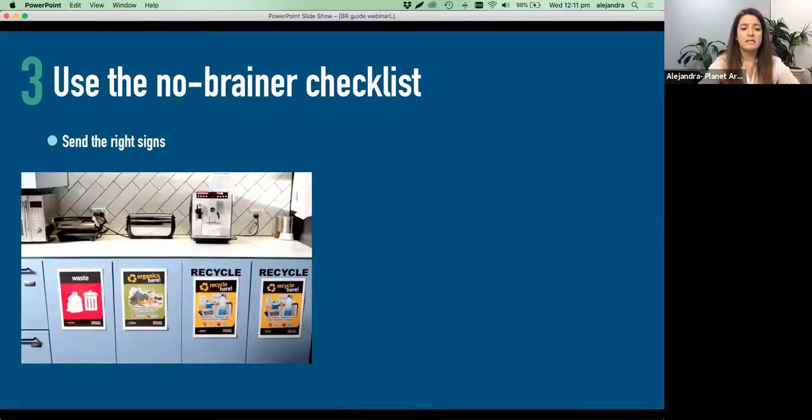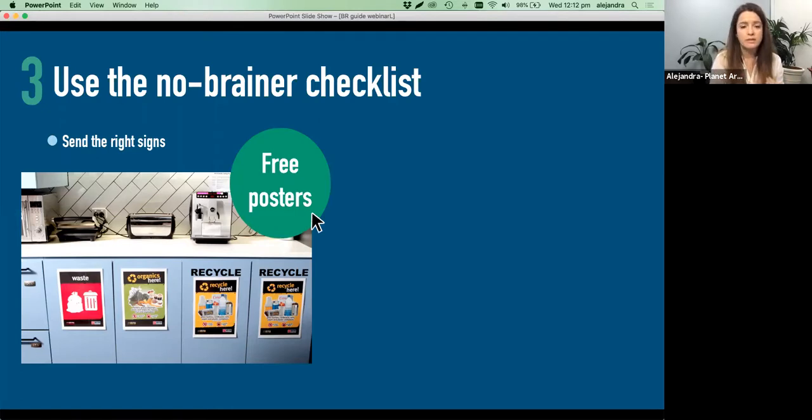The other one is to send the right signs. This is very, very important. And by sending the right signs, what I mean is bin signage. It is not enough. Let's say that I just had recycling here and here it only says organics and waste. That really is not enough. You have to have proper signage, and you can get free posters as well from the guide.